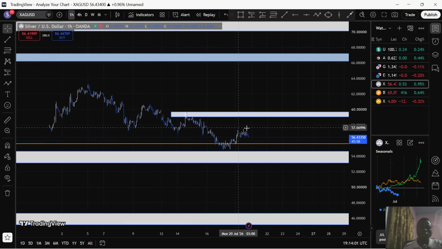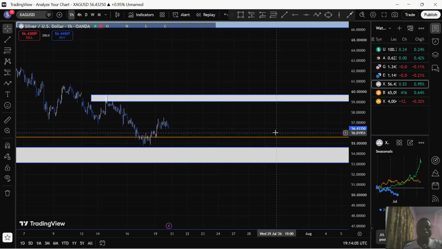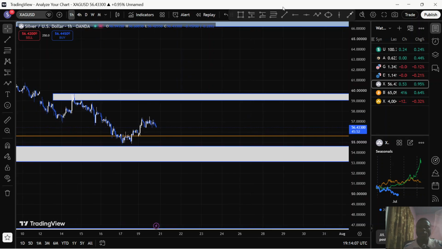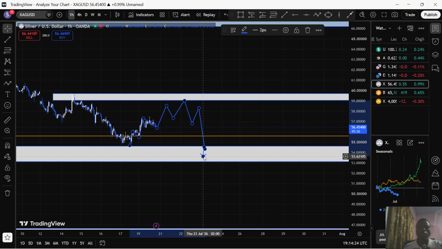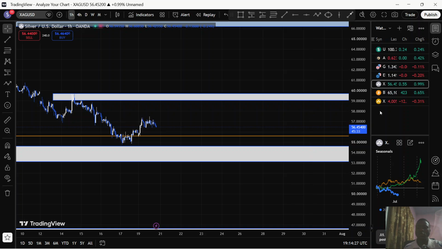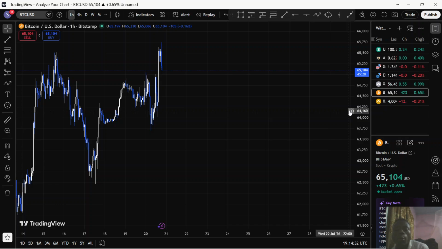So I'll be taking my entry from the 1 hour time frame. So I should see something like this: upside, upside, upside, upside, upside, change of character, bumps, and all the way down. So from there, I'm done with that. Now going to BTC USD. These stubborn boys.